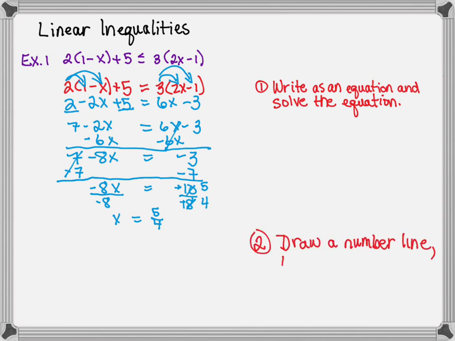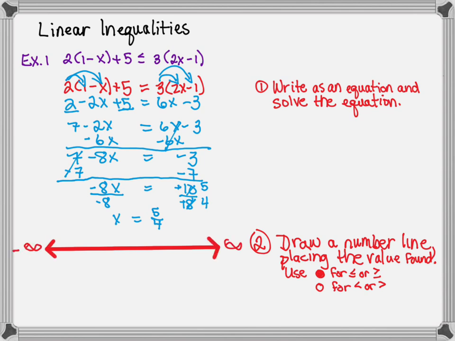Next step, we'll draw a number line and we'll place the value that we just found on the number line. We'll use a closed-in circle if we had it less than or equal to or greater than or equal to in our original inequality. And we'll use an open circle if we had a less than or a greater than.